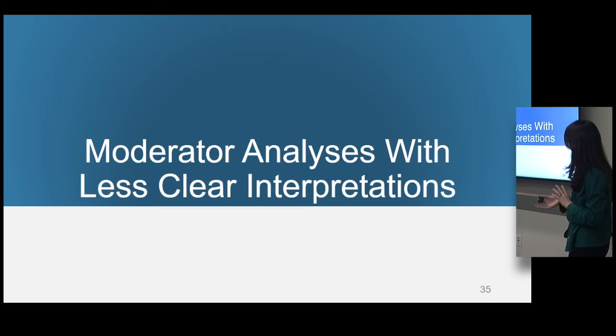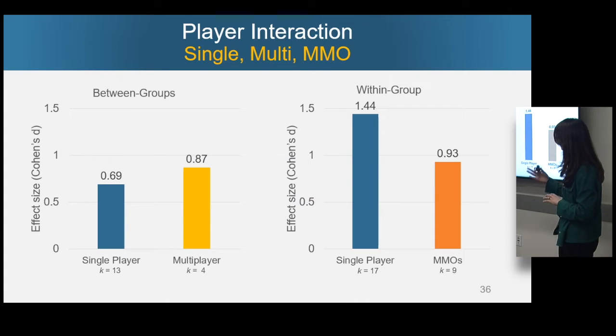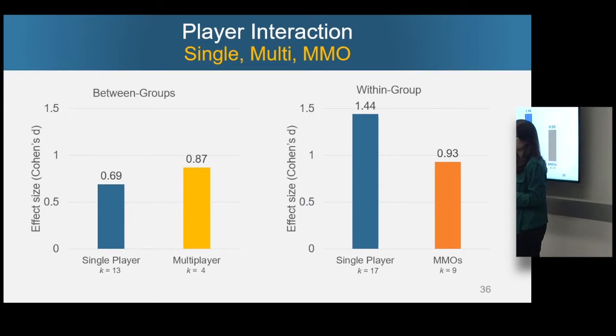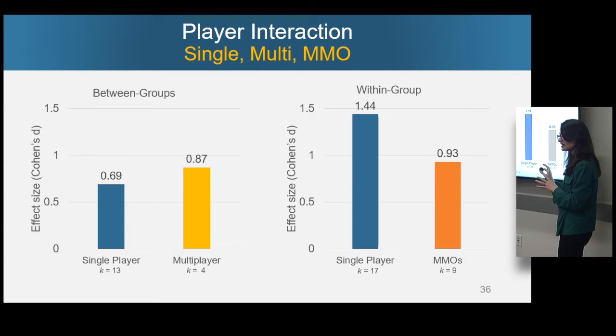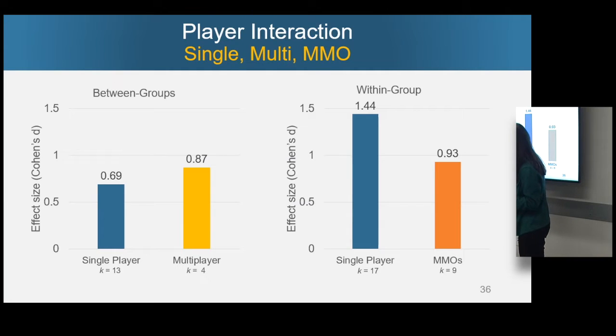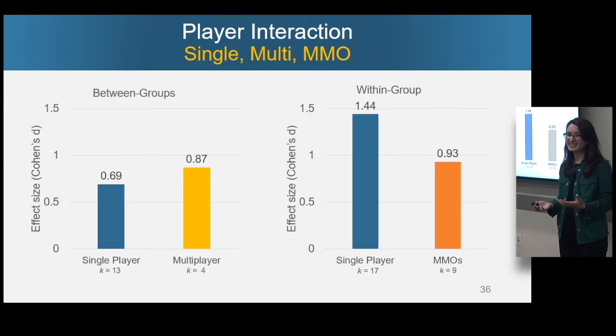So moving on to moderator analyses with less clear interpretations, we'll begin with player interaction, so single player game, multiplayer game, and MMOs. So the problem we had here was for between groups designs, we didn't have enough studies that used a game that was an MMO. And then for within group designs, we didn't have enough studies that used a game that was a multiplayer game. But just looking at the results we have, we're seeing mixed results here, right? So for between groups, the single player games are less effective. But then when you look at within group designs, we see single player games doing better.